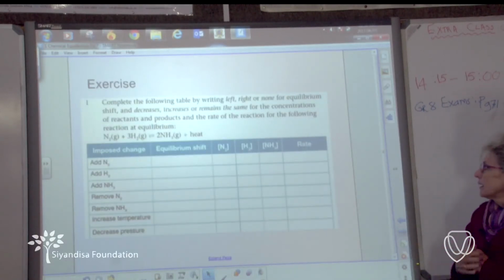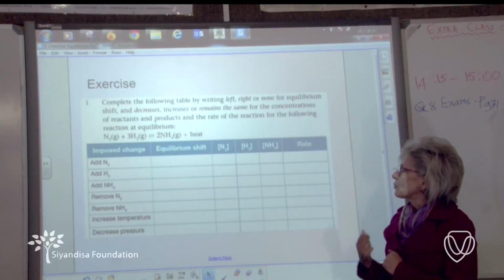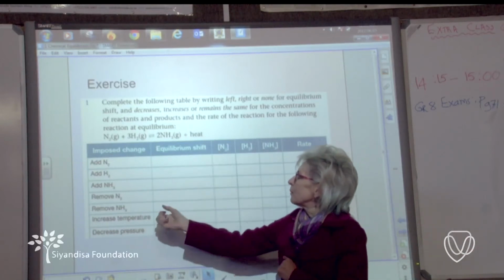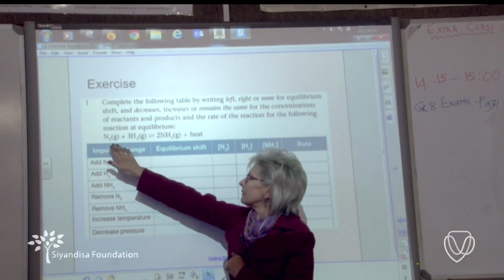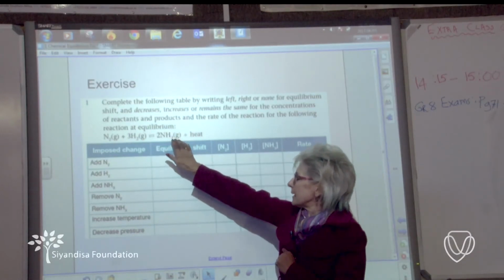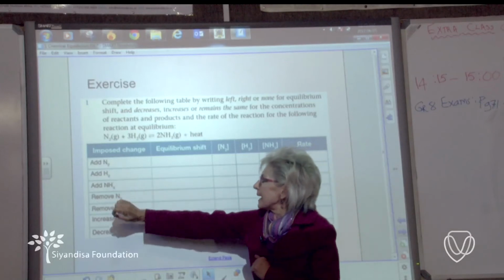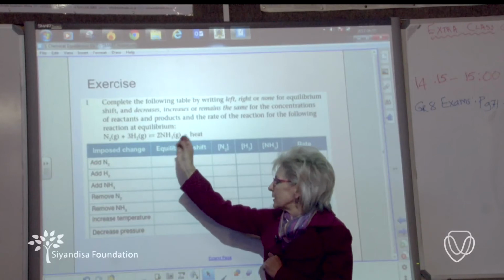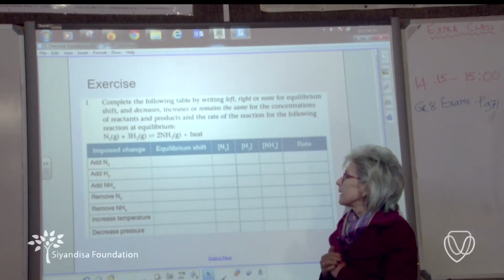Right, so here is a possible question, and I'm not going to deal with all of them. I just want to point out that you should be able to answer questions on the system of nitrogen gas reacting with hydrogen gas giving ammonia gas. Now, we could add nitrogen, we could add hydrogen, we could add ammonia, we could remove them, we could increase the temperature, we could decrease the pressure. All of those questions we've already answered.